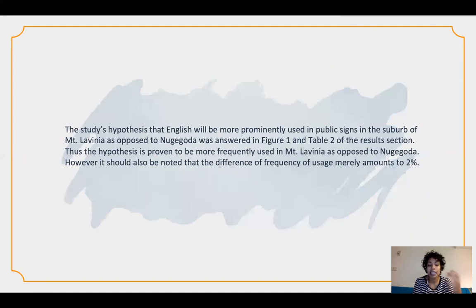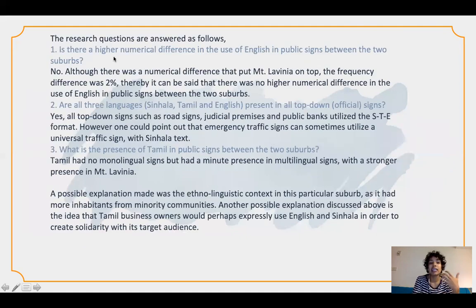Right, so let's quickly move on to the hypothesis. As you can see, the hypothesis has been proven, and Mount Lavinia does have more English signs. If we go to the research questions, whether there is a higher numerical difference, I cannot say that, because the difference was only 2%. Whether all three languages were present in top-down signs: yes, all top-down signs had the legally policied format, besides one emergency traffic sign that I saw in the data.